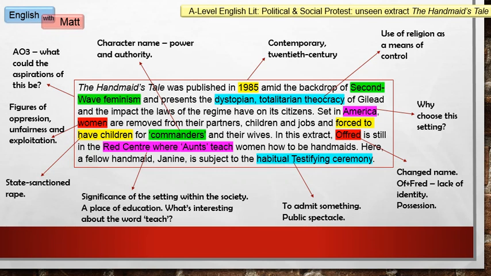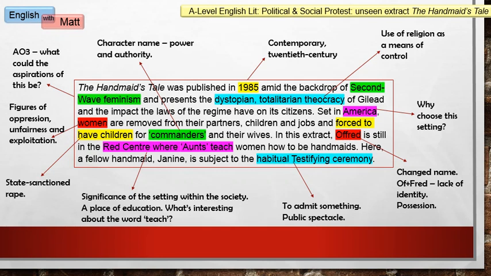We have the word forced, which again is significant in terms of political and social protest, and they're being forced to have children, which essentially means that they are being raped, and the state is happy with that happening because it's part of their regime. So we have here state-sanctioned rape. And again, if we think of The Kite Runner, if you're doing that text, we often say that The Kite Runner shows how sexual violence can often be used as a tool of power.